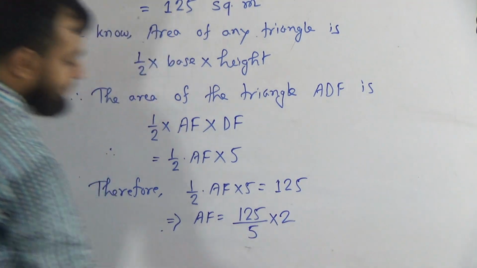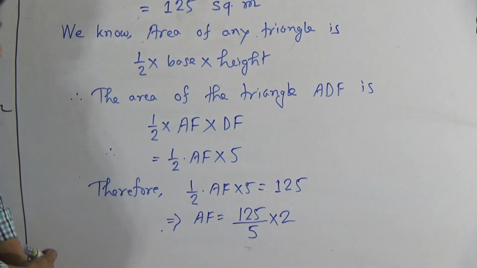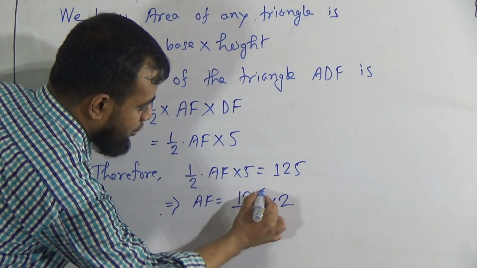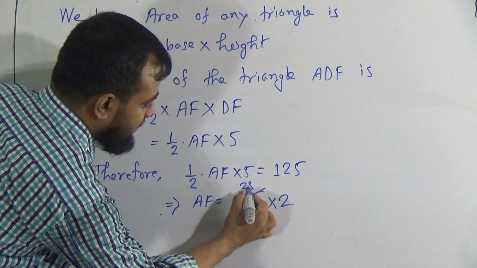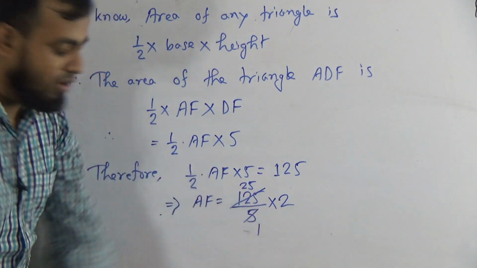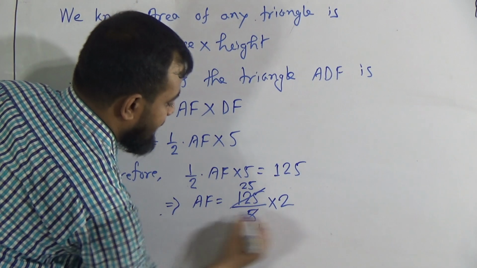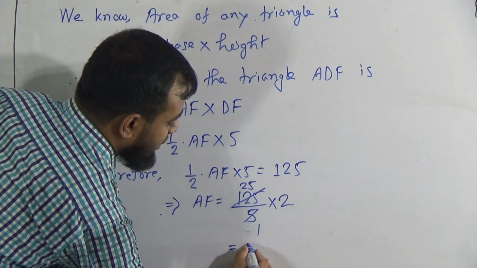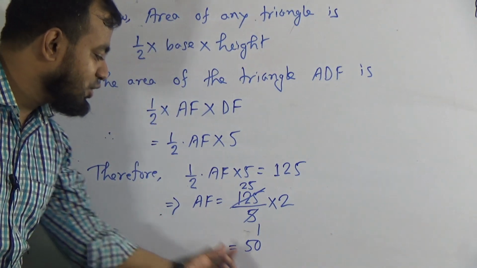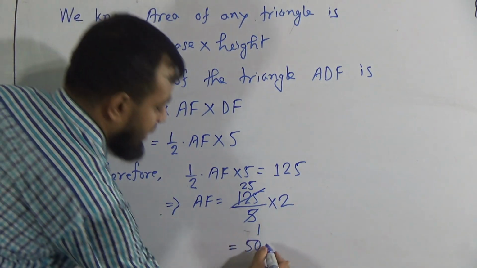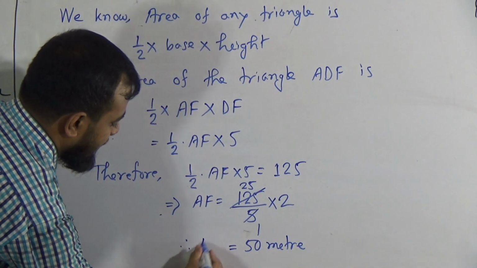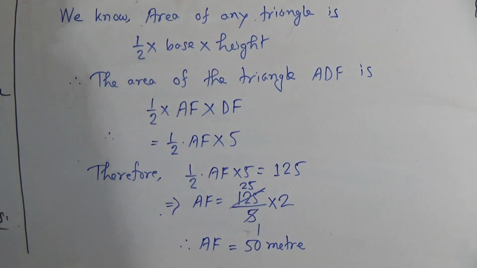Now we can cancel 5 and 125 by 5. 5 goes into 125 twenty-five times. Now 25 multiplied by 2 equals 50. That means the length of AF is equal to 50 meters. Or you can write: therefore AF is equal to 50 meters.